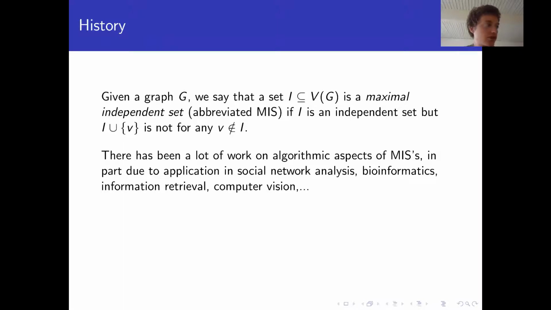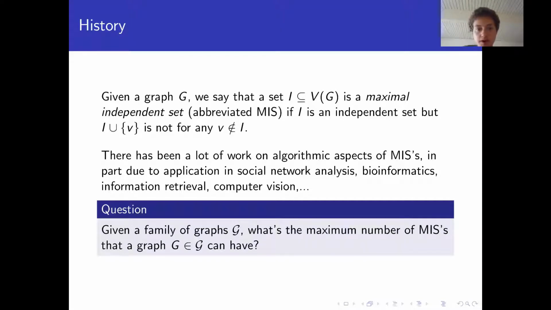I'll note that this is considered a decent amount by computer scientists in that community. That's because there are various aspects of MIS that have applications to social network analysis and other fancy words. And because of this, there's a lot of work being done on algorithms for efficiently finding MISs in a given graph. But for us, we're going to focus on the following extremal problem, which broadly speaking says, given a family of graphs G, what's the maximum number of MISs of some graph in this family?